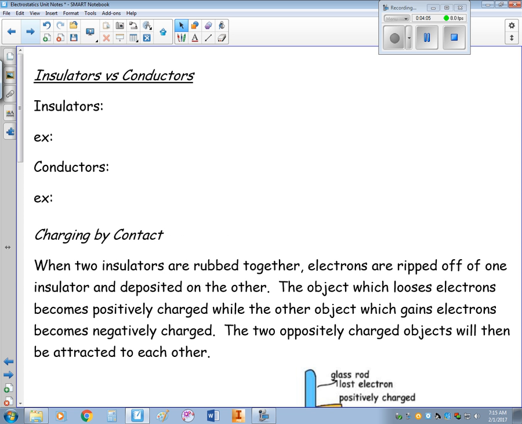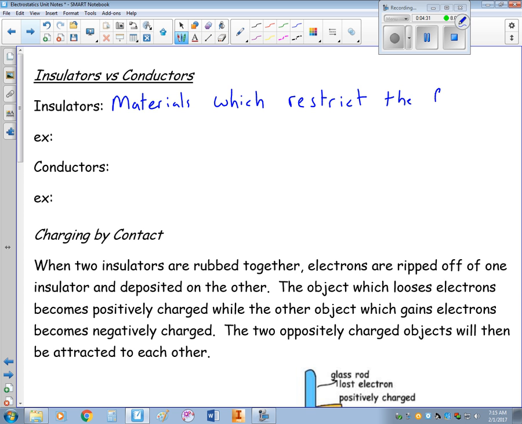So this brings us to other kinds of materials that we can classify. We have insulators and conductors. Materials that restrict the flow of charges are called insulators. Some examples of insulators would be rubber, glass, and air. Air is an excellent insulator.